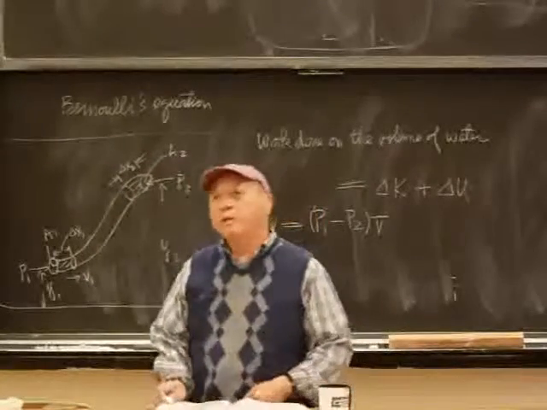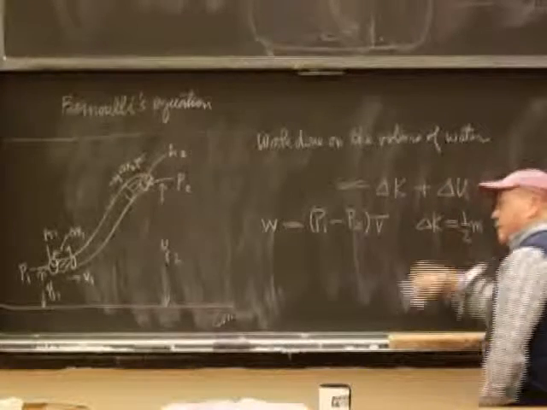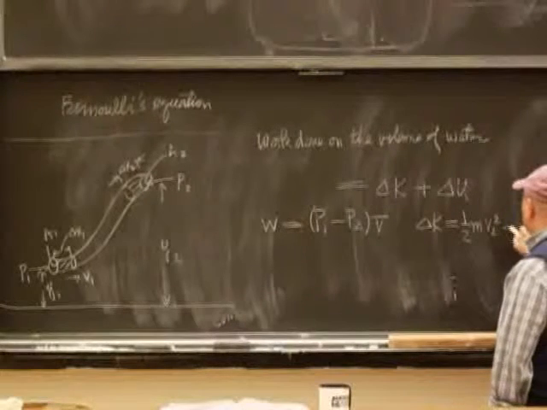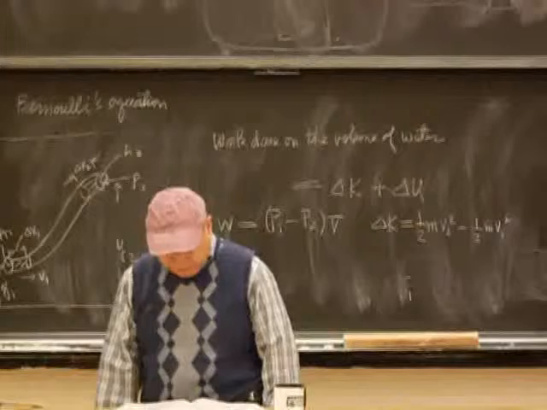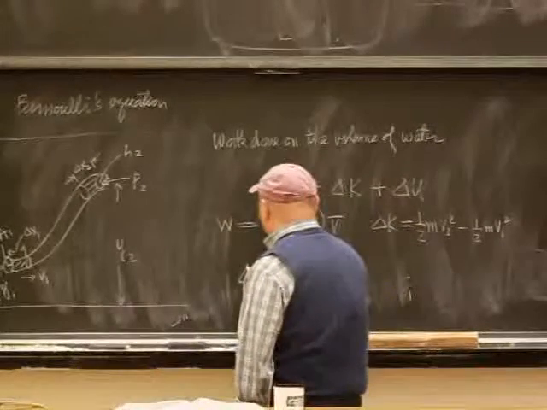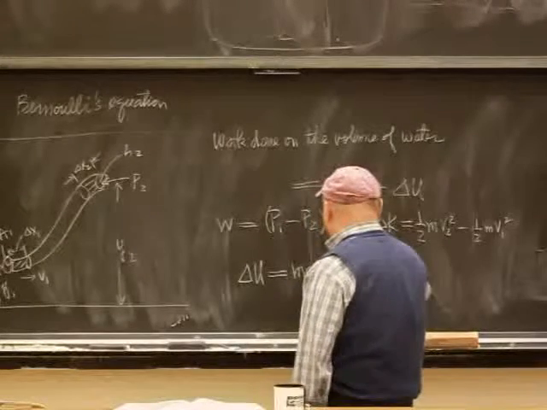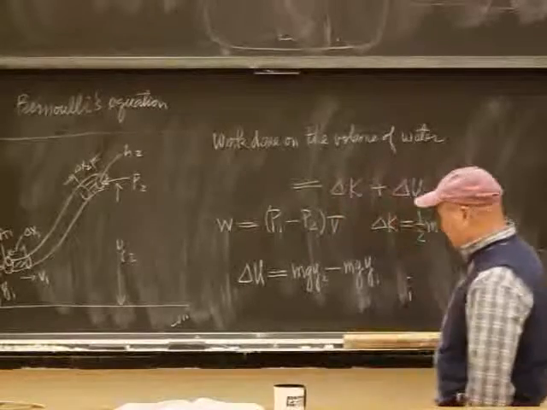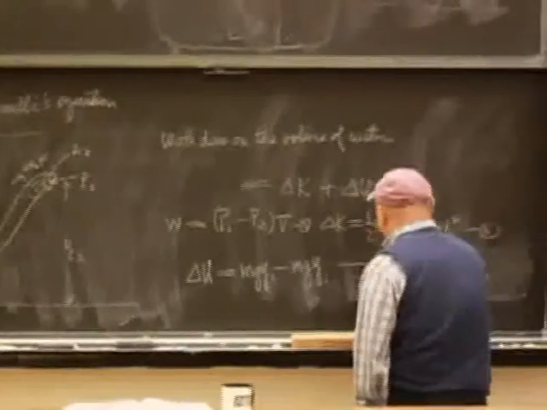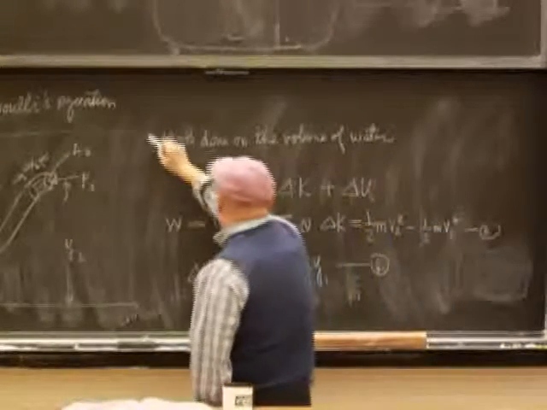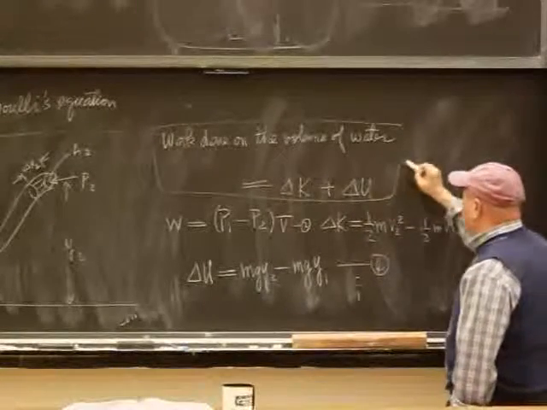Now we look at the change in kinetic energy. Delta K is equal to 1/2 m, the same mass, the same volume, V sub 2 squared minus 1/2 m V sub 1 squared. Now we investigate the potential energy change. Delta U is equal to mg Y2 minus mg Y1. So this is equation 2, equation 3, equation 4. You plug them into equation number 1. This is called conservation of energy, right?